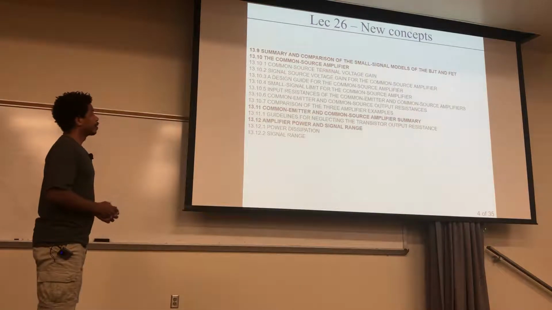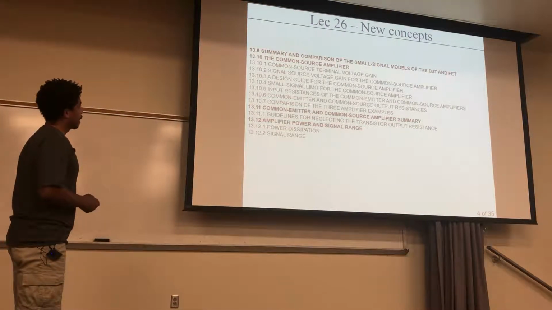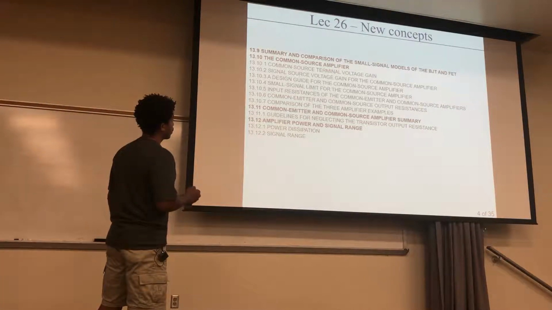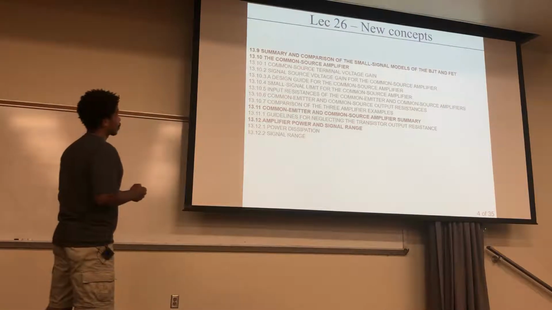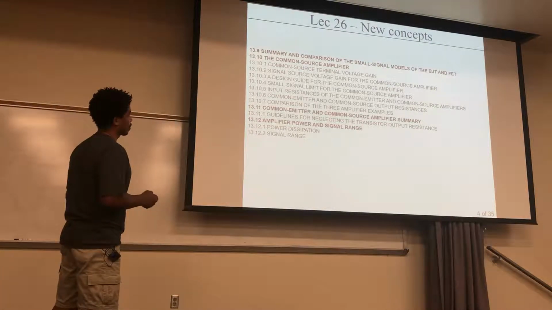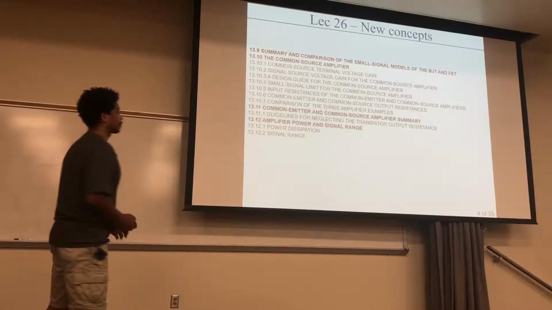Okay. So for today, we're going to cover the rest of these things. These are subsections. So we're going to do a summary comparison of the small signal models of the BJT and FET. We're going to look at the common source amplifier, look at the common emitter and common source amplifiers, do a summary of that, and then look at amplifier power and signal range.